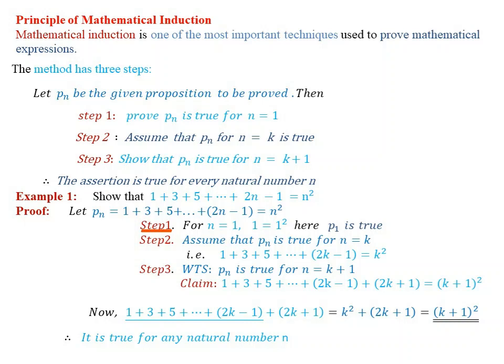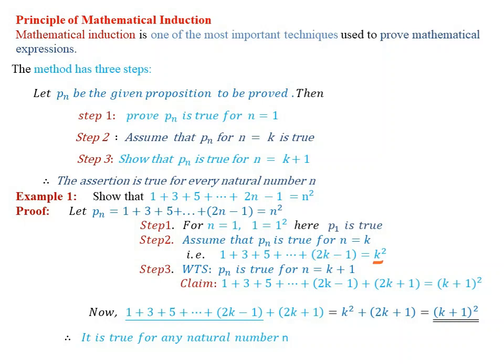Step 1: check for n is equal to 1. Replacing n by 1, 1 is equal to 1 square, which is true. Therefore it is true for n is equal to 1. Step 2: assume that Pn is true for n is equal to k. That means 1 plus 3 plus 5 plus 2k minus 1 is equal to k square.